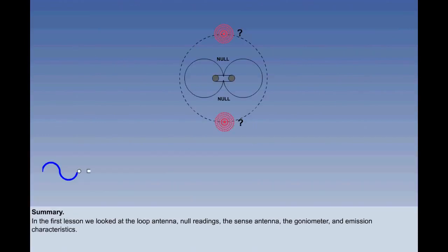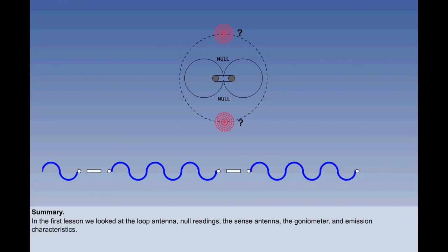This brings us to an end of the 2 lessons on the NDB and the ADF. In the first lesson, we looked at the principle of the loop antenna and the position of the 2 null readings, and how this ambiguity is resolved with the sense antenna. We considered the operation of the goniometer, which has replaced the moving loop antenna, and we have looked at the emission characteristics of NDB transmissions.